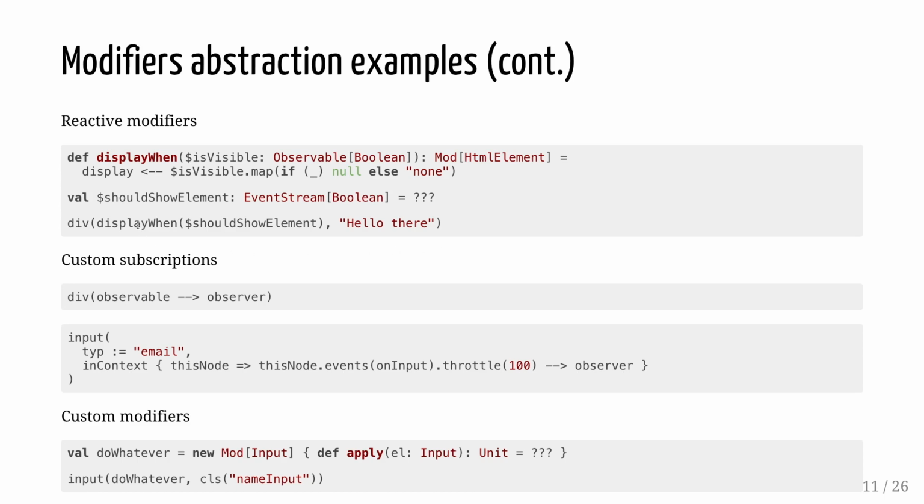For example, here is a display when modifier, which basically just hides or shows an element based on an observable of Boolean. It is trivial to implement. It's not built into Laminar, but it is trivial to implement. It is just one line, a straightforward line of code that you can have in your own project in under a minute. And you can have a whole library, a whole collection of these, some simple like these, other more complicated abstractions.